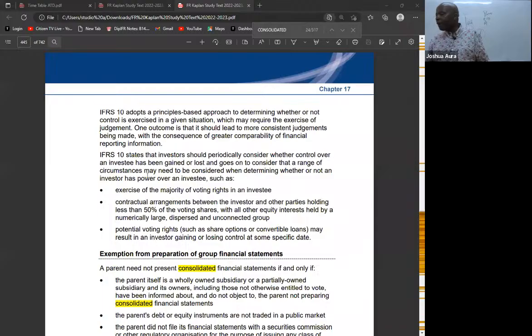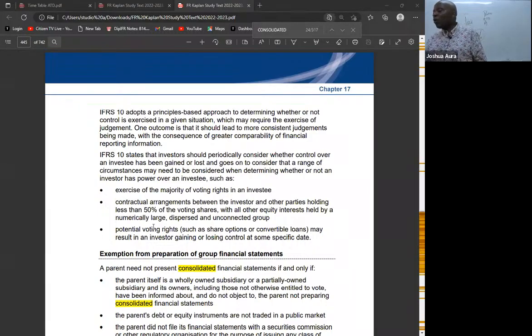that IFRS 10 states that investors should periodically consider whether control over an investee has been gained or lost, and it goes on to say that a range of circumstances may need to be considered when determining whether or not an investor has power over an investee, such as exercising the majority of voting rights in an investee. You can only be said to have this power if you have more than 50%. That is the default status.